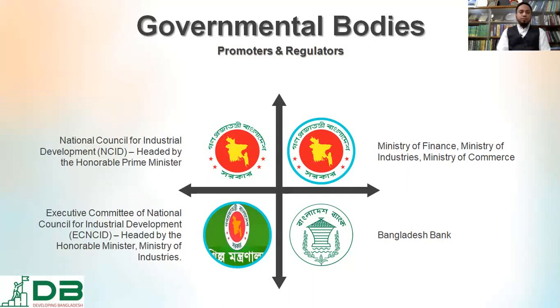Then we have an executive council to assist the NCID, that is the Executive Committee of the National Council for Industrial Development, ECNCID. This is headed by the Honorable Industries Minister. So this is providing secretarial support to the NCID. Then we have ministries relevant to trade, investment, and finance. This is the Ministry of Finance, Ministry of Industries, Ministry of Commerce. And finally, the Bangladesh Bank, the central bank of the country.